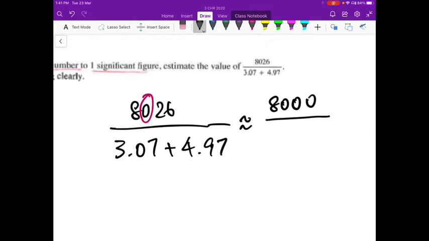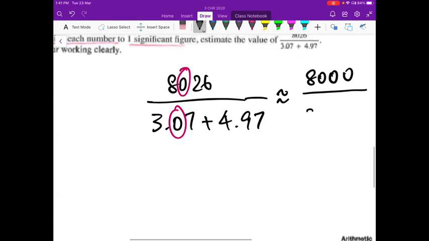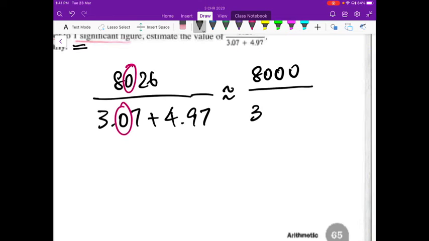In the denominator, circle the second SF. No need to change. So what should we write? 3.00? Is it 3.00? Yes, it is just 3, because they said 1 SF. So it's just 3. Plus, circle the second SF. It is a 9, so you put an up arrow and it becomes 5.